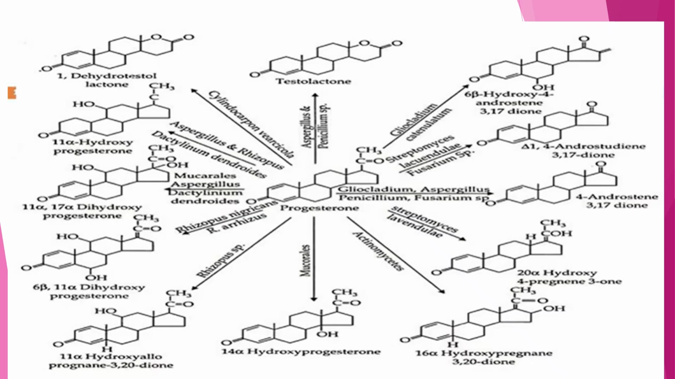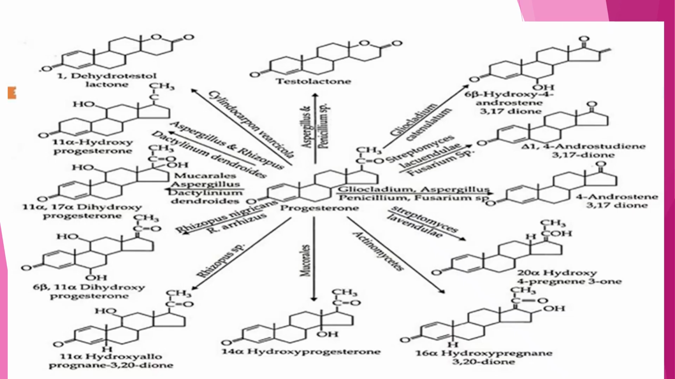The center portion is progesterone. From this progesterone, if you count 1, 2, 3, 4, 5, 6, 7, 8, 9, 10, 11, 12, 12 products can be obtained by using different types of microorganisms from a single substrate, progesterone. By using different types of microorganisms, we will get 12 different types of steroids. That is one of the major advantages of this microbial biotransformation reaction.